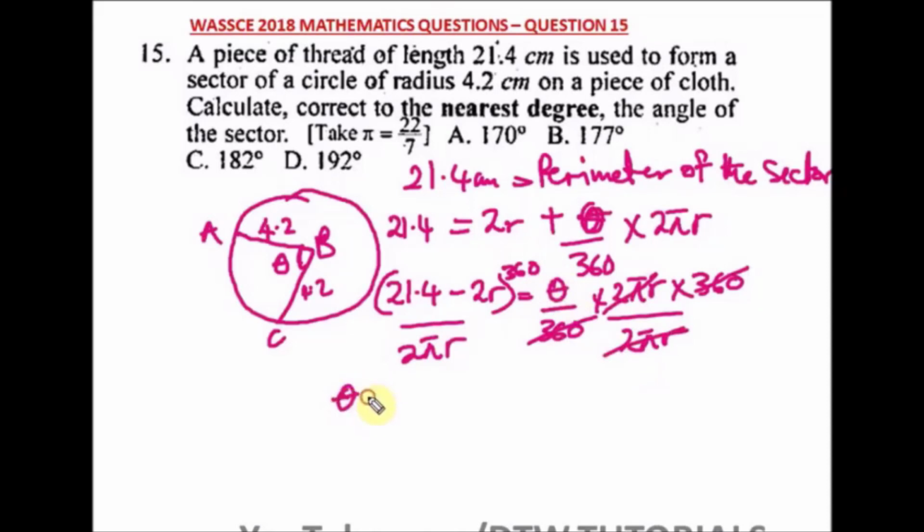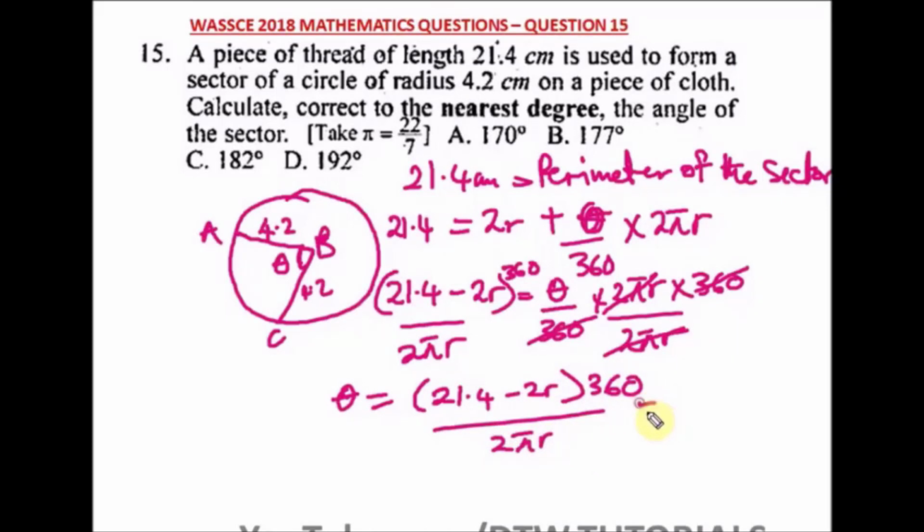So theta is equal to bracket 21.4 minus 2r, all into 360 divided by 2 pi r. Let us put in our values here. We have bracket 21.4 minus 2 times 4.2, since r is 4.2, times 360 divided by 2 times pi, which is 22 over 7. Take the 7 up, so it will be times 7 here, and times our r, which is 4.2.